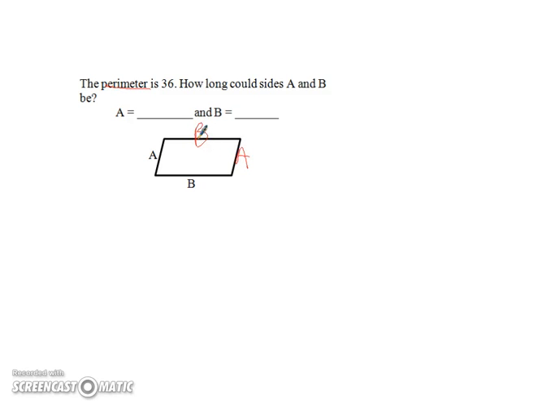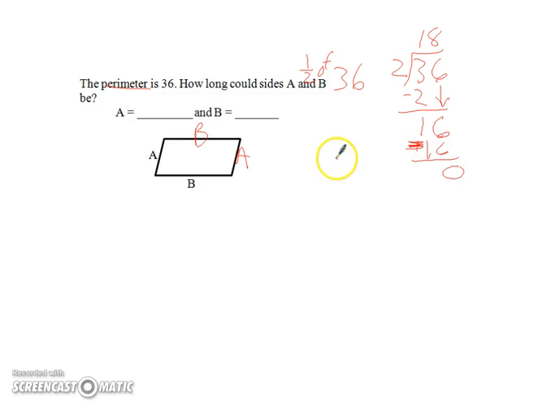So what I like to do is cut the 36 in half. Half of 36, that's 36 divided by 2. And that's going to get me to 18. Whoops, I was subtracting there. It's going to get me to 18. So what I really need is A plus B. When I add the two sides, that's going to get me to 18.